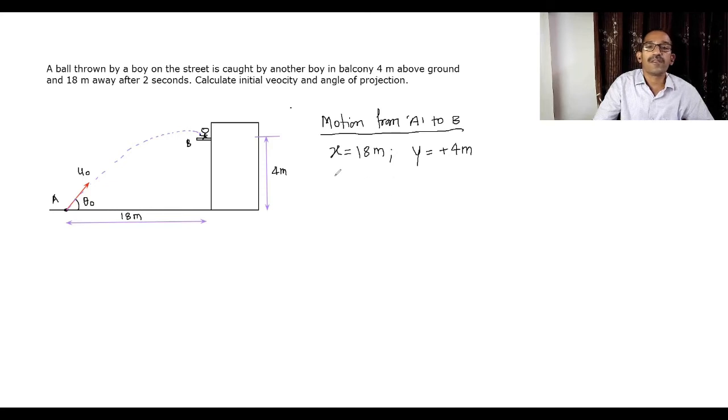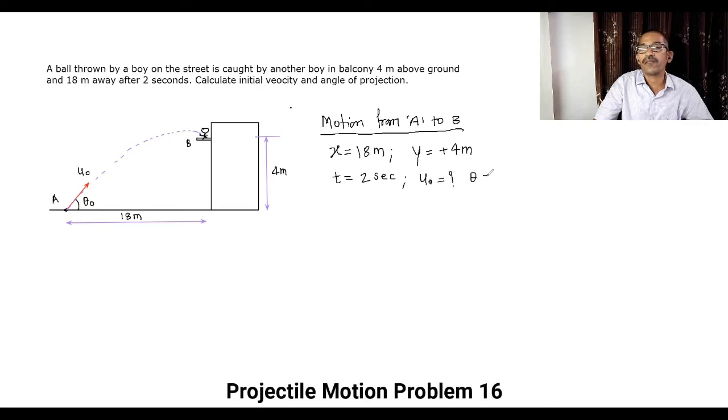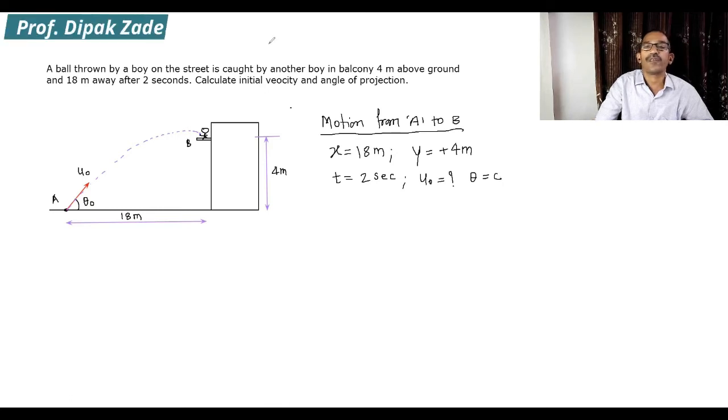It reaches here after 2 seconds. That means this is the total time of flight. x is known, y is known, and t is known. What you have to find out is the initial velocity of projection, u0, and the angle of projection. So these are unknown. Now applying our equations of motion, there is one equation in the horizontal direction and three equations in the vertical direction.